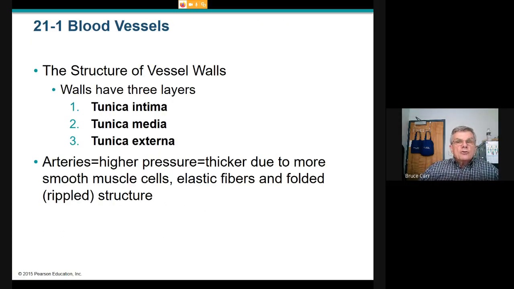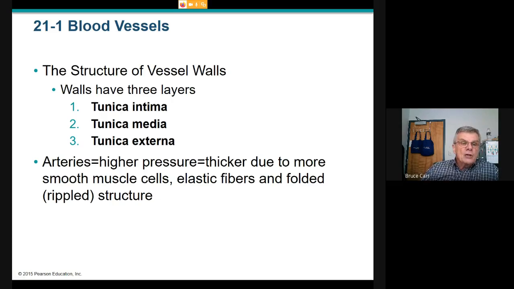We see the structure of these vessels as similar, even though the thickness of these different layers differ. We do see that they each have 3 layers. The vessel walls have layers called tunica, after the Roman tunic, a wrapping.